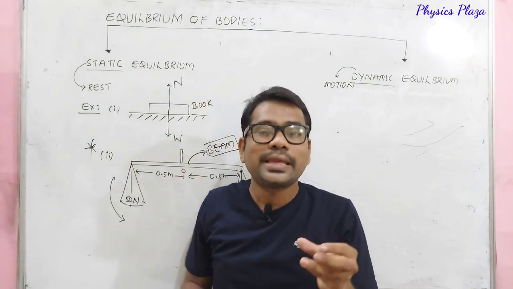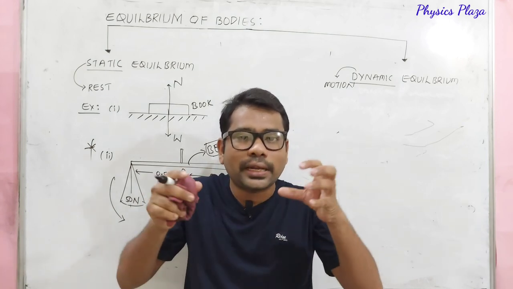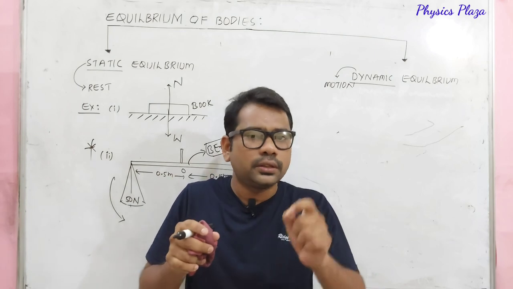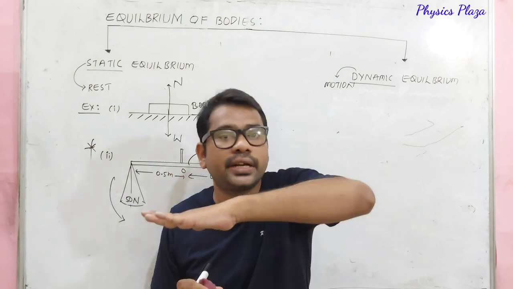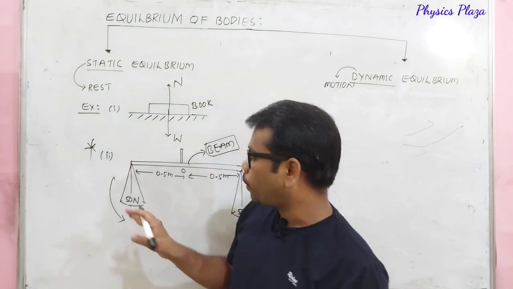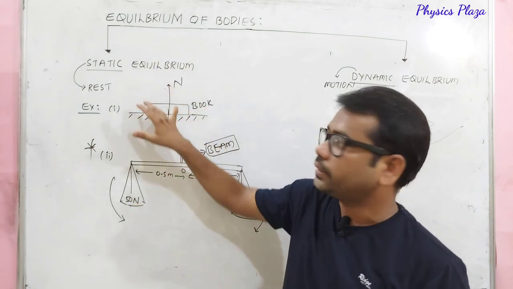So very, very good. Static means what, dear children? A number of forces are acting on the body, but still the body should be at a state of rest only. It should not change its state of rest. Then we can say that the body is in static equilibrium. So this is what static equilibrium is, and the examples.